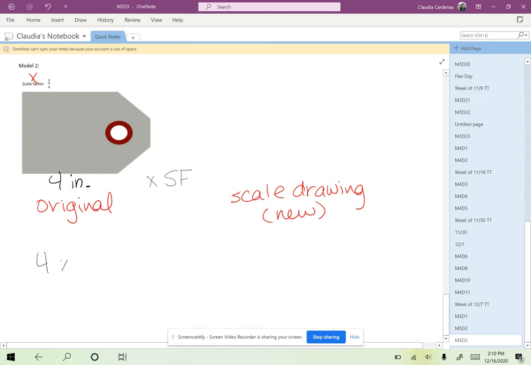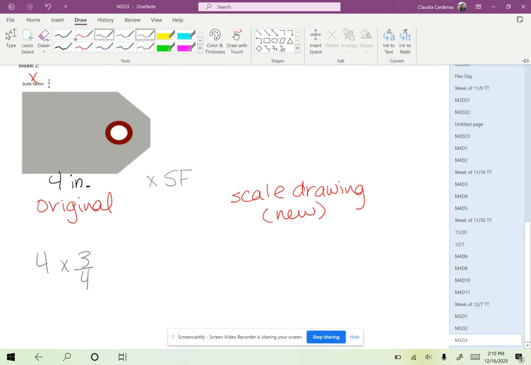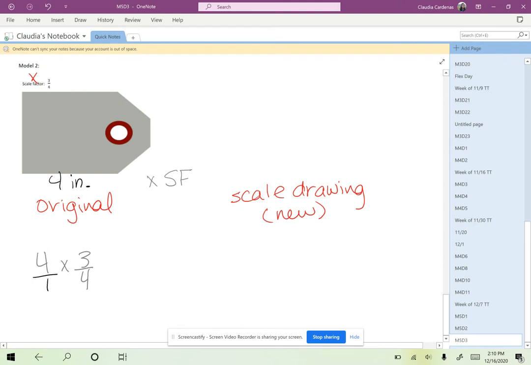So 4 times 3/4. Well, I can already predict what is going to happen since we are multiplying by a fraction. I know that the opposite actually happens in that it becomes a smaller product or a smaller answer. So that's what I'm predicting in my head. And let's go ahead and see what happens. I get 12 over 4, and if we simplify that, we get 3. And once again, our label is 3 inches.